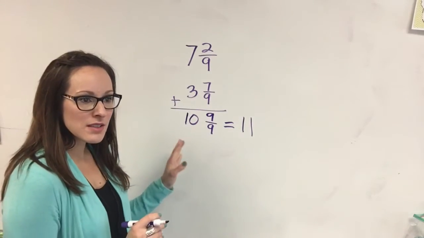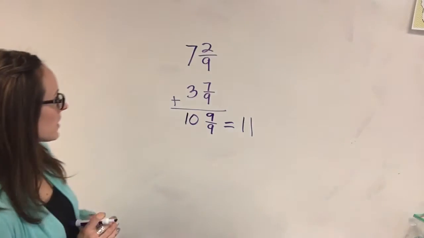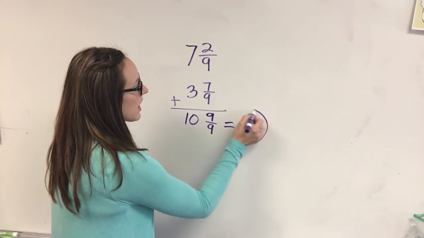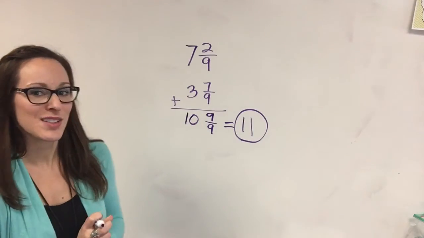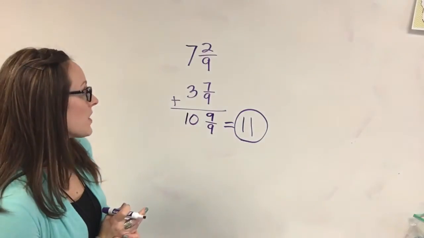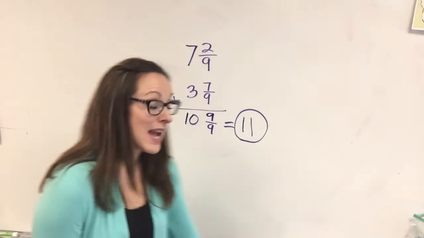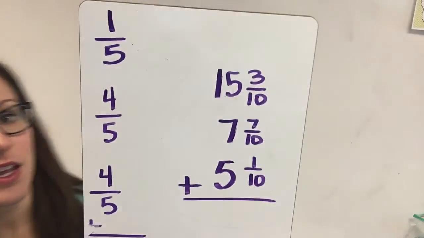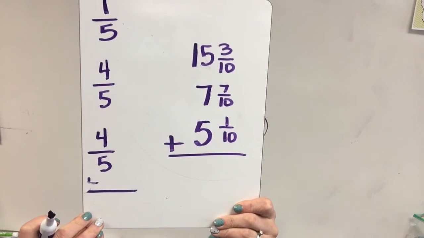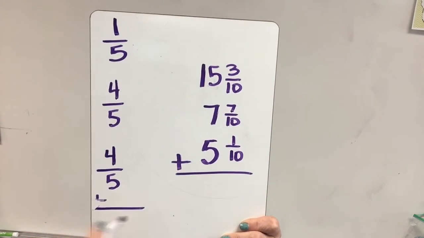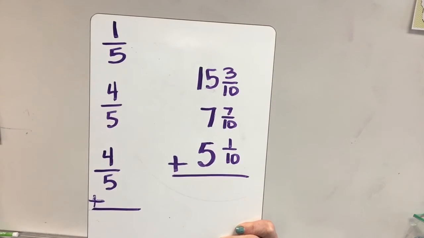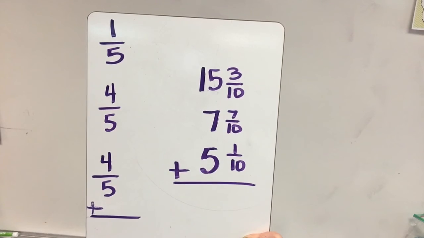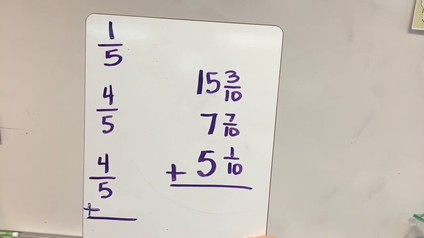Now, since this becomes a bit of a process because we're converting mixed numbers sometimes and then we're reducing them, the best thing to do when you have a complete final answer is to circle it so that I know and you know what your answer is and we can keep it organized. I'm going to ask you to do that in your practice problems, and so these are your problems for today. Your first problem is 1/5 plus 4/5 plus 4/5. And your second problem is 15 3/10 plus 7 7/10 plus 5 1/10.